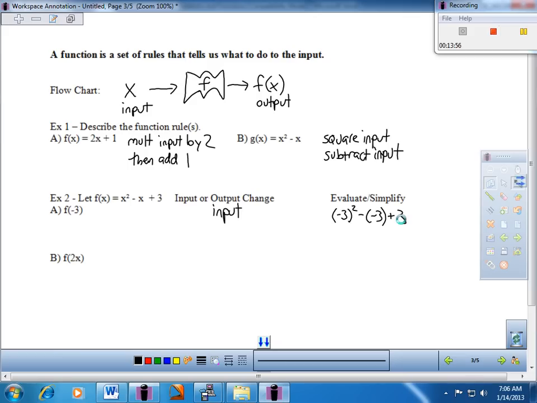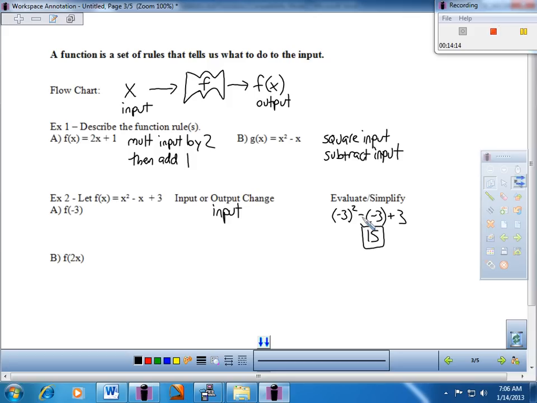And let's see what we end up getting here, by the way. I get -3 squared, which is 9, minus -3, which is 12, and 12 plus 3 looks to be 15. So I'm seeing that piece right there, and that's it. That's pretty much what I'm going to do.